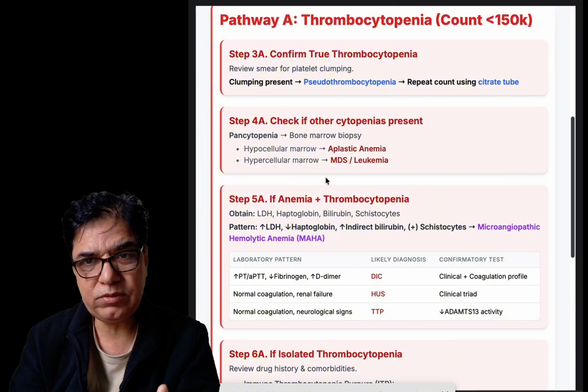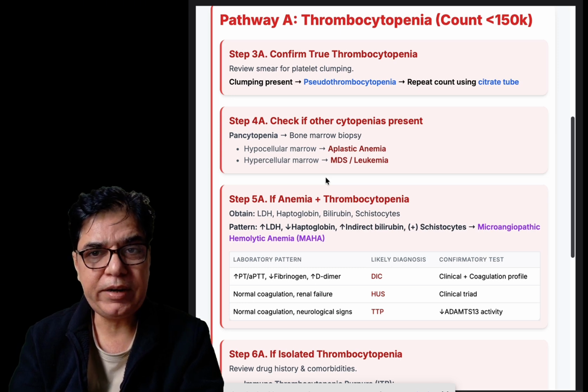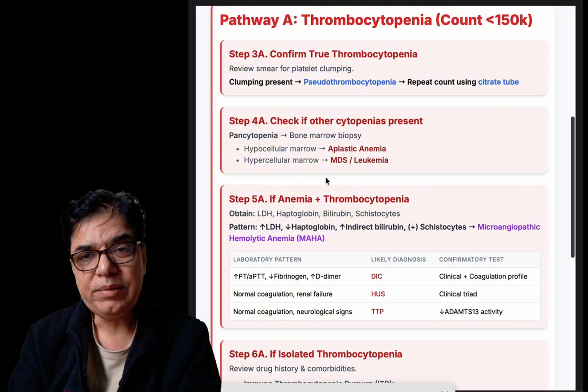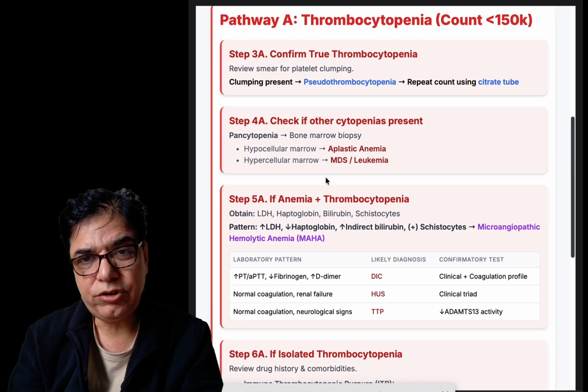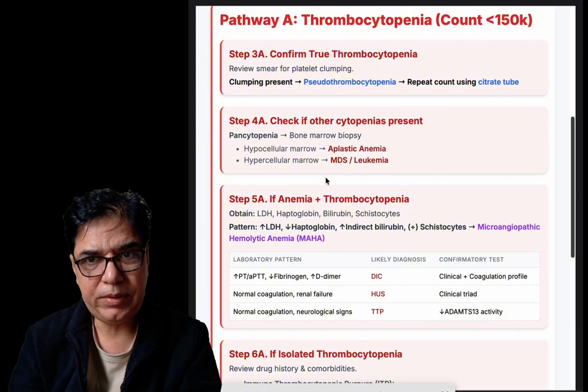So if you suspect that this is a pseudothrombocytopenia, that there is no actual decrease in platelet count, but this is because of the clumping, or maybe the smear shows that, then you have to recheck the blood doing full blood count in a citrate tube or doing platelet count in a citrate tube. So this is very, very important. The first step is to see whether it's true thrombocytopenia or whether it's pseudothrombocytopenia.